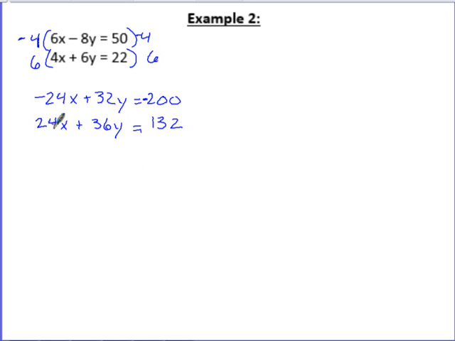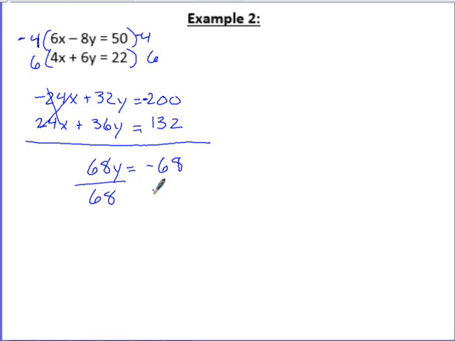I have my opposites, so I can go ahead and add together. So -24x plus 24x is 0. They are eliminated. 32y plus 36y is 68y. And that's going to be equal to -200 plus 132, which is -68. Solve for y, I have to divide by 68. So y is going to be equal to -1. And then again, I got to take that -1 and plug it back in so that I can get the other half of the equation.